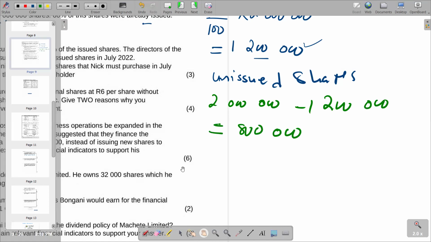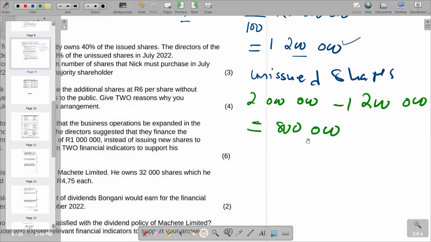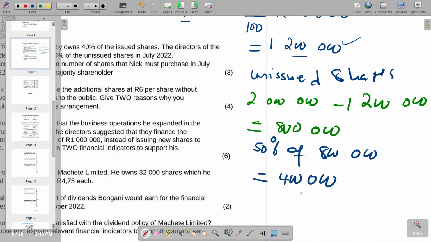So the shares that need to be issued are 50% of the unissued shares. 800,000 represents unissued, so 50% of 800,000 is a further issue that needs to take place. If you calculate, you get 400,000. So 400,000 more shares are going to be issued.